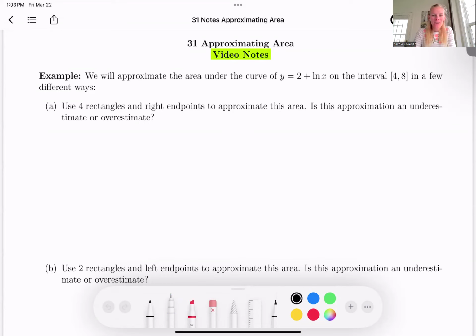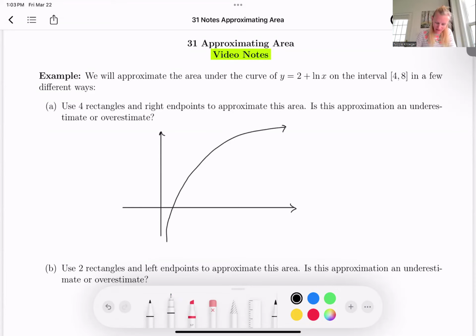So let's try and approximate the area under the curve y equals 2 plus ln of x on the interval from 4 to 8. And we're going to do this in a couple different ways. Ln of x plus 2 looks something like this. It doesn't cross at a very nice number. So we've got 4 over here and 8. And we want to use 4 rectangles and right endpoints.